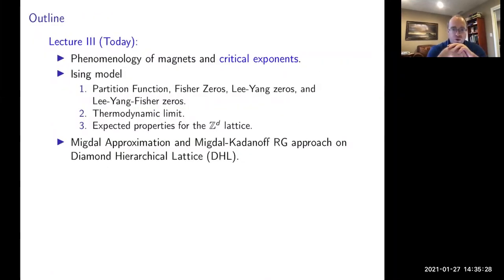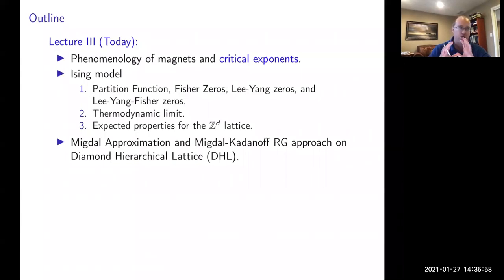And then there's this really beautiful approximation to the Z^d lattice called the Migdal approximation that's supposed to be pretty accurate at low temperatures. If you do this approximation, it allows you to come up with a renormalization group approach where everything becomes exact after making that approximation. So there's this approximation to the Z^d Ising model, and for that approximation, things are exact. And that approximation becomes this hierarchical lattice. So that's what I plan to explain.